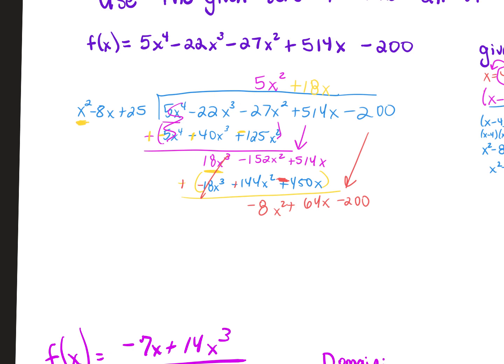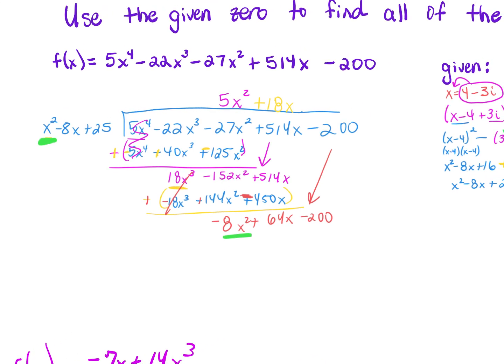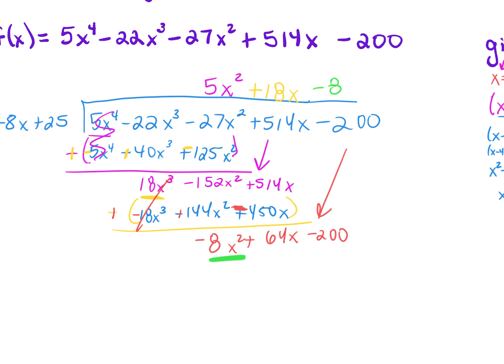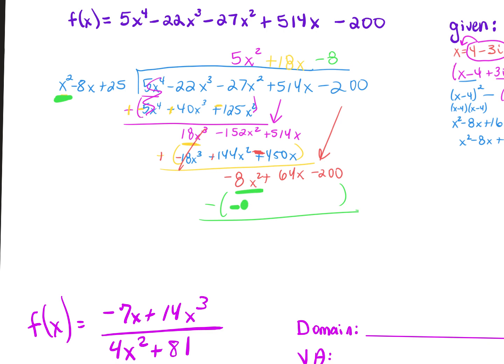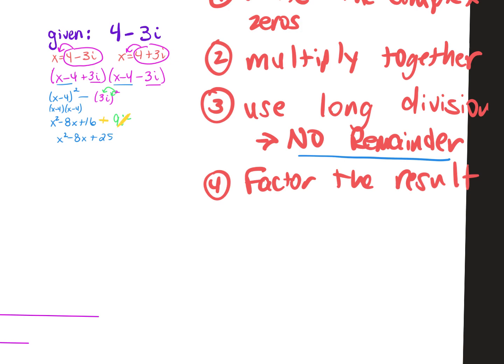Perfect. So now again, first term into first term. X squared times what gives you negative 8x squared? Minus 8. Okay. So minus 8. Get your subtraction ready. Negative 8 times x squared is negative 8x squared. Negative 8 times negative 8x is positive 64x. Negative 8 and positive 25 is negative 200. Guys, what's going to happen here? Everything cancels, which is exactly what we want to happen, correct? So look at your steps, okay? We use long division. There's no remainder.